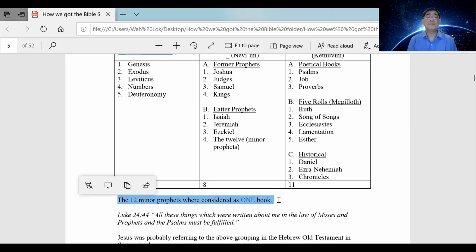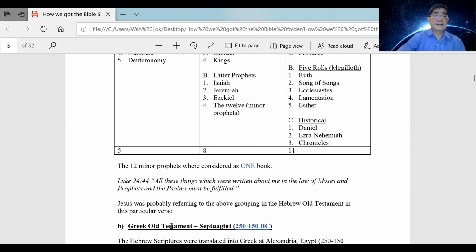Now, one very interesting thing: the 12 minor prophets were considered 1 book. Why? If you combine the 12 minor prophets into one, the length is about the same as the book of Isaiah. Interesting, huh? Basically, the major prophets talk very long, and the minor prophets talk very short. That's why, combined, the 12 minor prophets are about the same length as Isaiah.